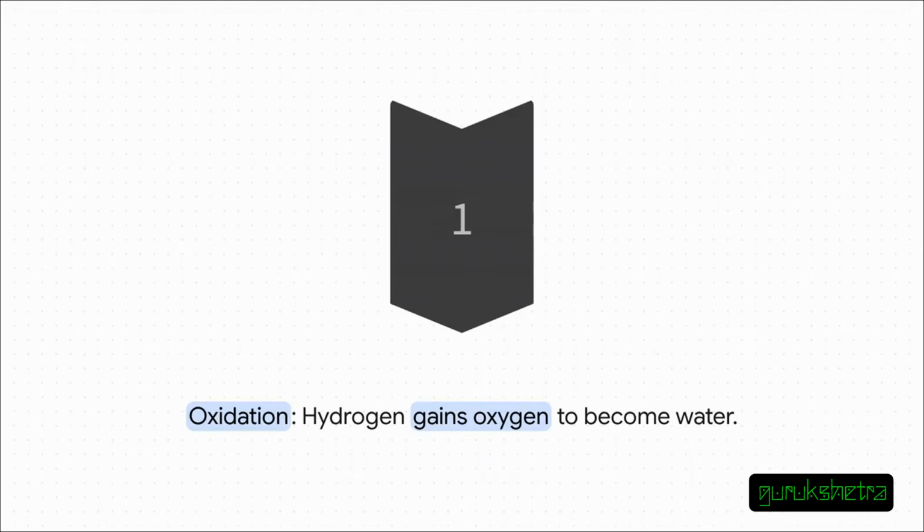Here's the first half of the story, hydrogen gas reacting. Notice how hydrogen gains an oxygen atom to become H2O, water. Because it's gaining oxygen, this specific part of the process is for sure oxidation. But wait a second, where did that oxygen come from? It didn't just magically appear out of thin air.